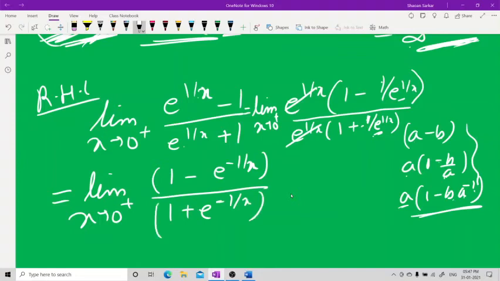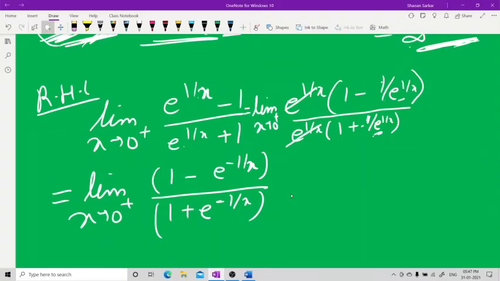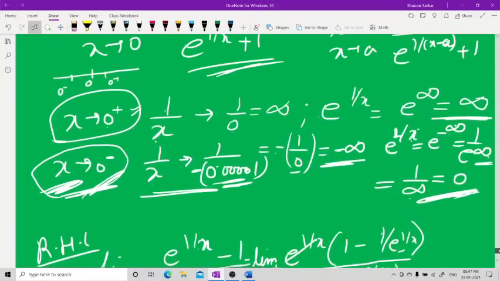Now put, let's remove this, the whole thing. Now see, this is 1 upon x, 0 plus. This is coming out to be, look, I did it here. See, so look here. I just did it here.